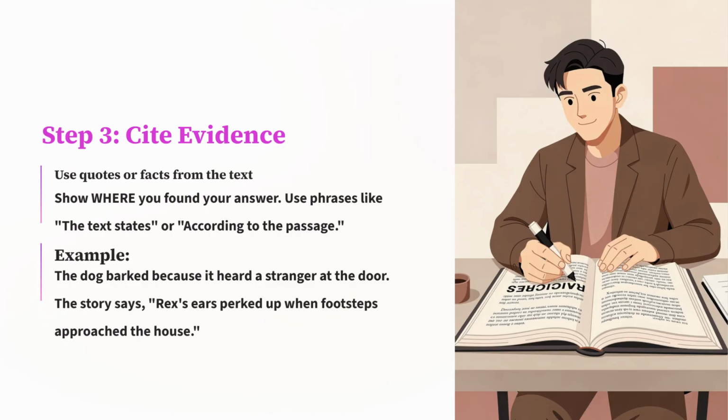Step 3, cite evidence. Use quotes or facts from the text. Show where you found your answer. Use phrases like "the text states" or "according to the passage." Here is an example. The dog barked because it heard a stranger at the door. The story says, "Rex's ears perked up when footsteps approached the house." Notice that the textual evidence is in quotation marks.